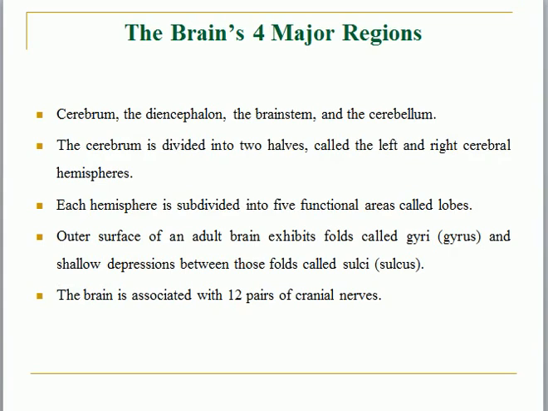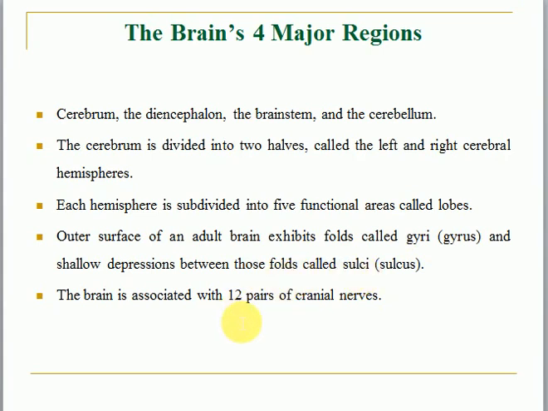So the brain has mainly four regions: the cerebrum, the diencephalon, the brainstem, and the cerebellum. Now the cerebrum is divided into two halves called the left and right cerebral hemispheres. Each hemisphere is divided into five functional areas called lobes. The outer surface of an adult brain exhibits folds called gyri, or gyrus, and shallow depressions between those folds called sulcus.